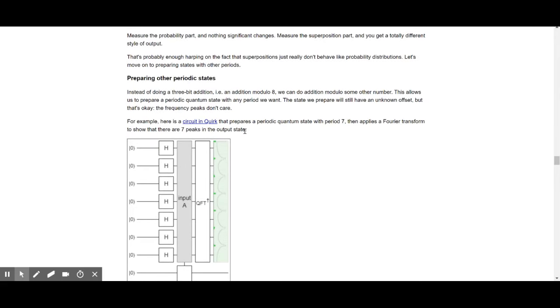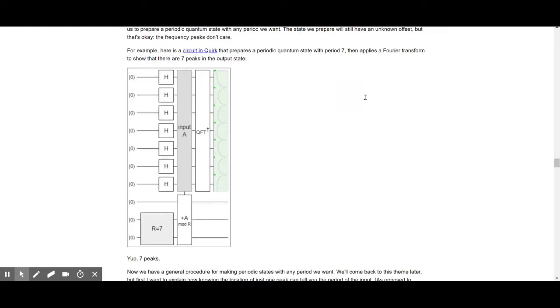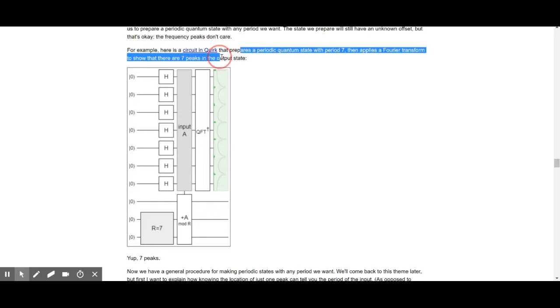Preparing other periodic states. Instead of doing a 3-bit addition, like modulo 8, we can do addition modulo some other number. For example, here's the prepared periodic quantum state with period 7. Then applying a Fourier transform shows that there are 7 peaks in the output state.